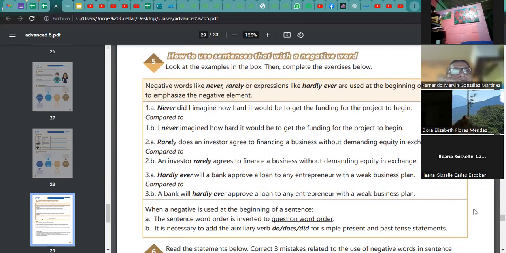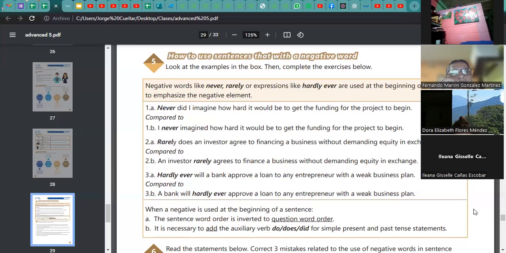Okay. And 2A, rarely does an investor agree to financing a business without demanding equity in exchange. Compared to an investor rarely agrees to finance a business without demanding equity in exchange. And 3A, hardly ever will a bank approve a loan to any entrepreneur with a weak business plan. Compared to a bank will hardly ever approve a loan to any entrepreneur with a weak business plan.